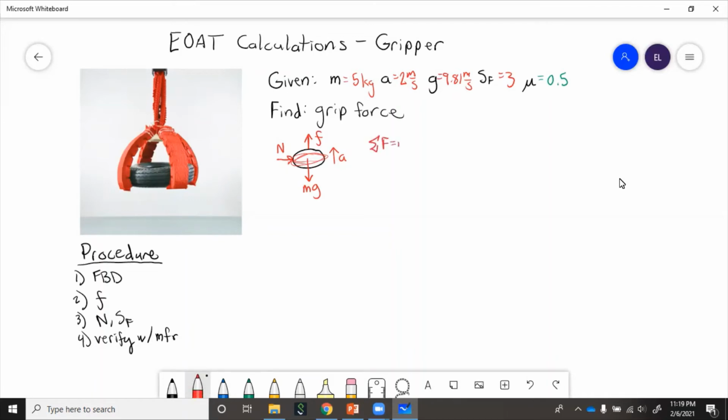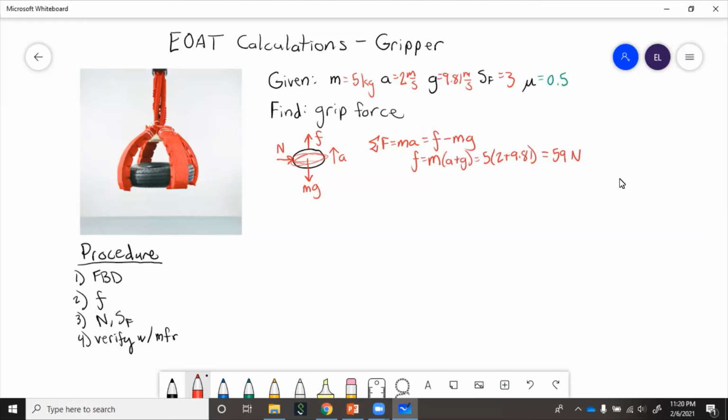Sum of the forces equals mass times acceleration. This equals friction force minus mg. So friction force equals m times (a plus g), equals 5 times (2 plus 9.81), which equals 59 newtons.